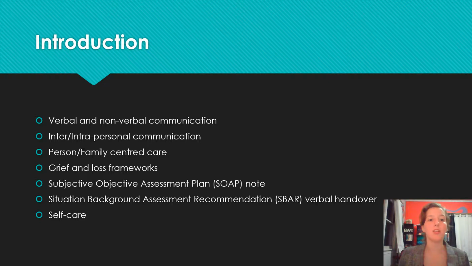This will then link to the grief and loss frameworks and how these can help us to understand patients. A SOAP note and an SBAR handover example will be provided to show effective ways to handle patient care. And finally, I will outline the importance of self-care in a healthcare setting.